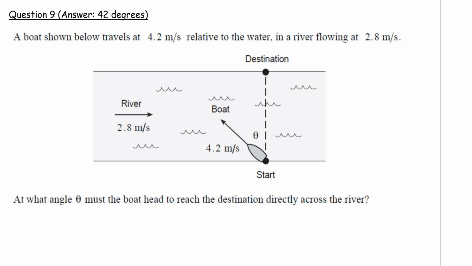For question number 9, we have a boat which travels at 4.2 meters per second relative to the water, and the river is flowing at 2.8 meters per second. For this problem, it's asking at what angle theta must the boat head to reach the destination directly across the river. Here's the destination across the river, and we're given a vector for the river and a vector for the boat, and we want to find this angle right there. We're also given this vertical line right there.